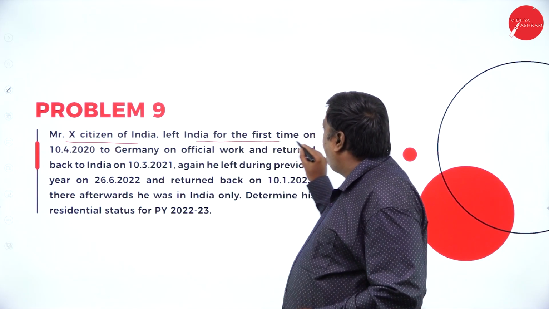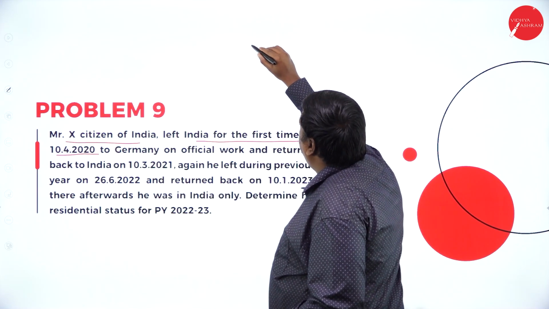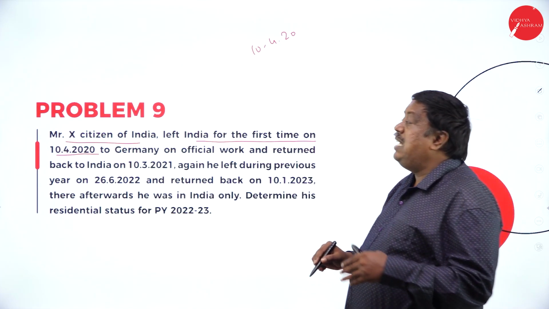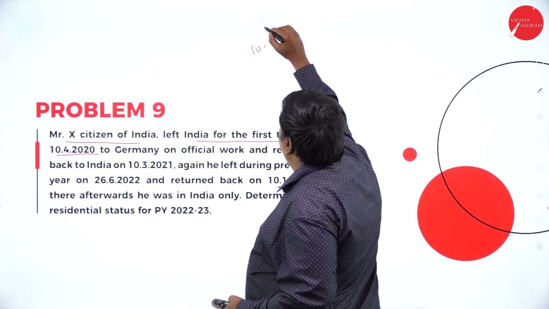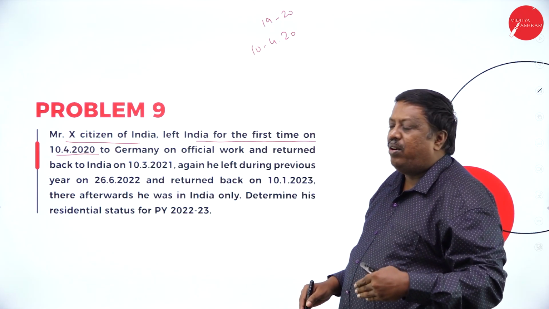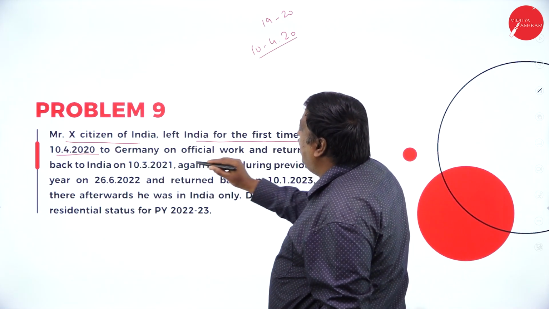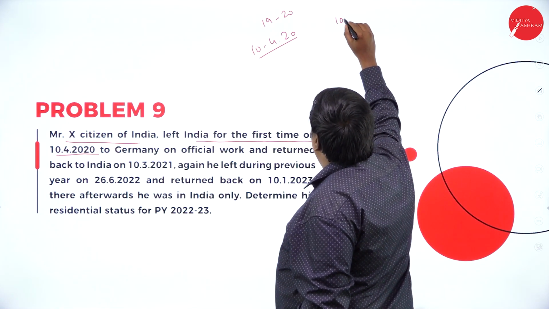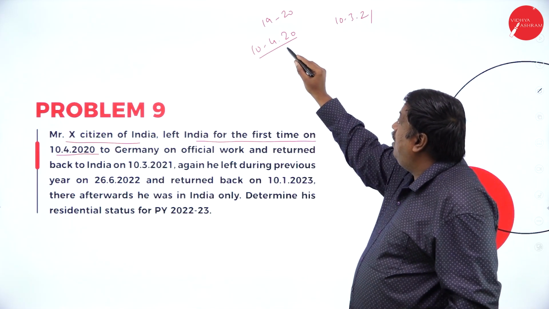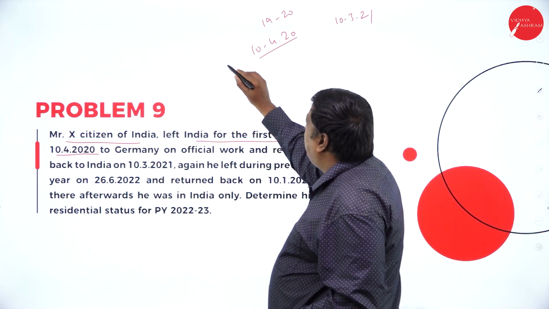I'm leaving India for the first time on 10th April 2020. Preceding that, that is 2019-20 and all the years before, I was in India only. I left on 10th April 2020 and I'm returning on 10th March 2021. So when I left on 10th April 2020 and returned on 10th March 2021, that is the first time.